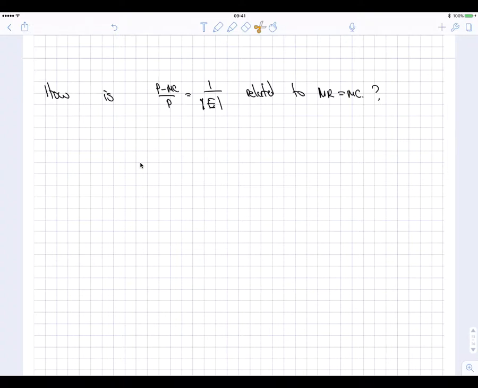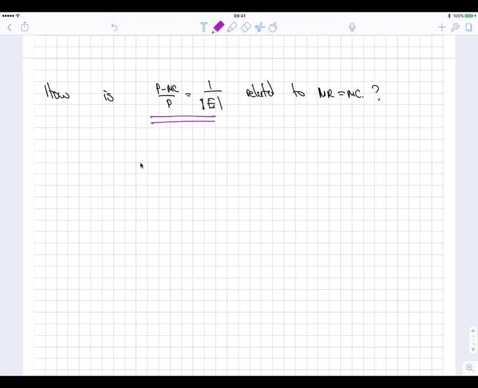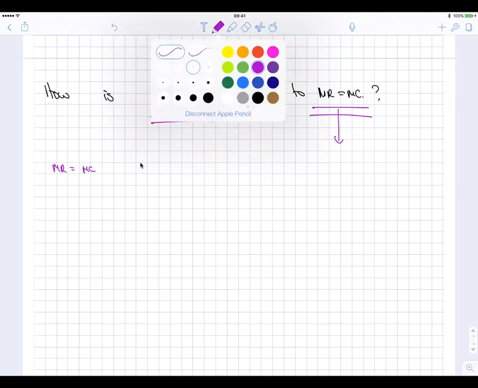Hint on where this formula is identical, actually exactly related to this formula of MR equals MC. I'm not going to give you all the derivations, but I'll give you enough so that you can actually do it for yourself, okay? So let's express this in a graphical way first. So MR is equal to MC. Okay, let's do this graphically.